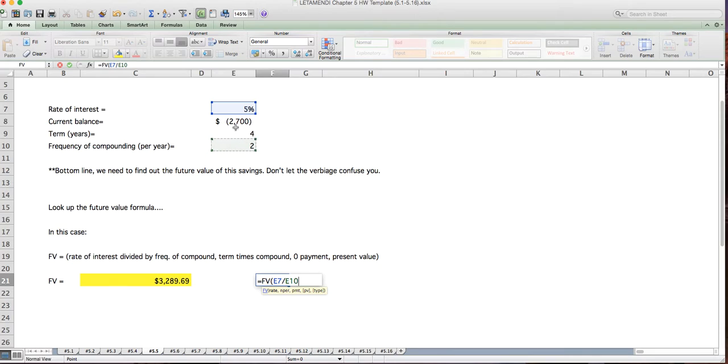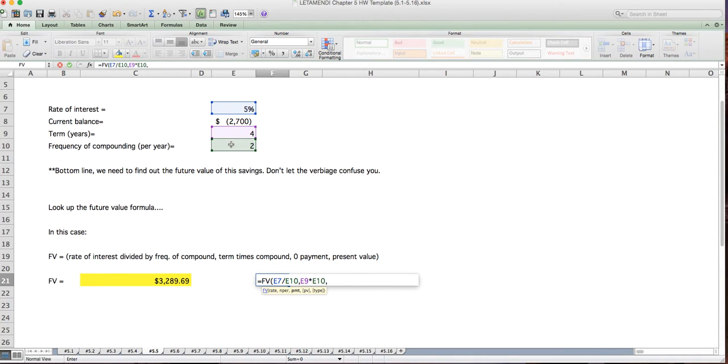Because we need to tell this formula that it's not compounding just 5%, it's compounding 2.5% per half year. Okay? Let that sink in for a sec. So it's actually 2.5% compounded every 6 months. All right? So the rate is going to be the rate of interest divided by the compound, comma. The number of periods is going to be the term times the compound, because in total it's compounding 8 times.